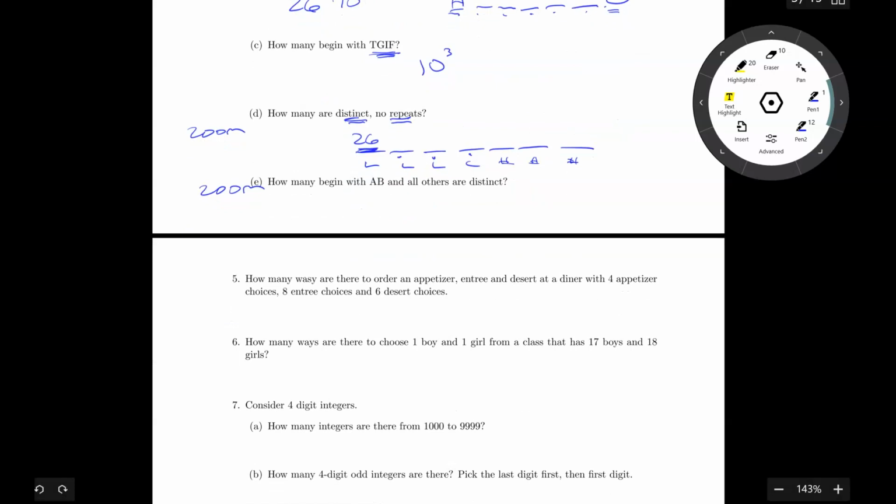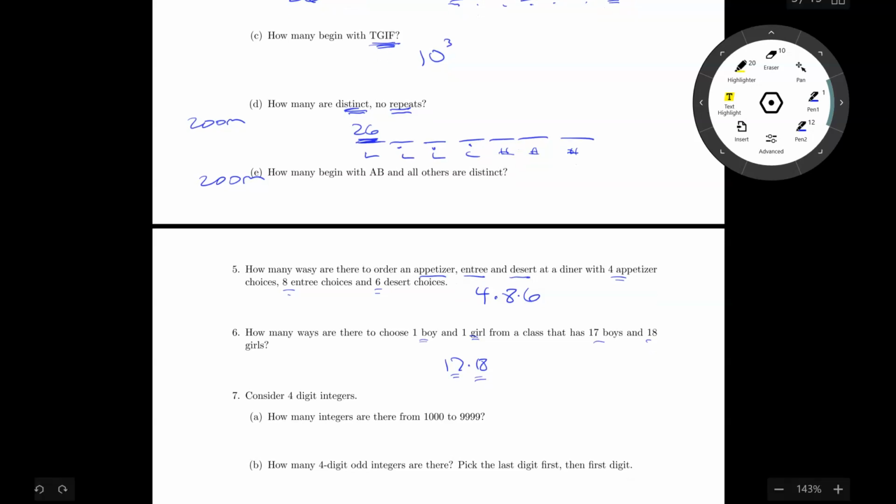All right, so kind of continuing on, just the numbers of choices. So we're picking an appetizer, an entree, and a dessert. So there's 4 appetizers, 8 entrees, 6 desserts. So it's going to be 4 times 8 times 6. So how many ways are there to choose one boy and one girl from 17 boys and 18 girls? So that's just 17 times 18, right? You could choose one of the 17 boys and then one of the 18 girls. Okay, so just making sure you get the idea.